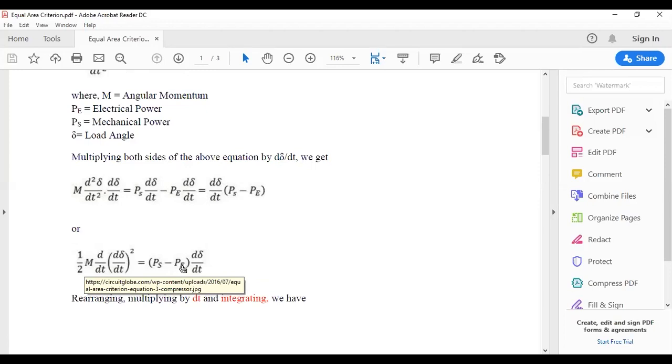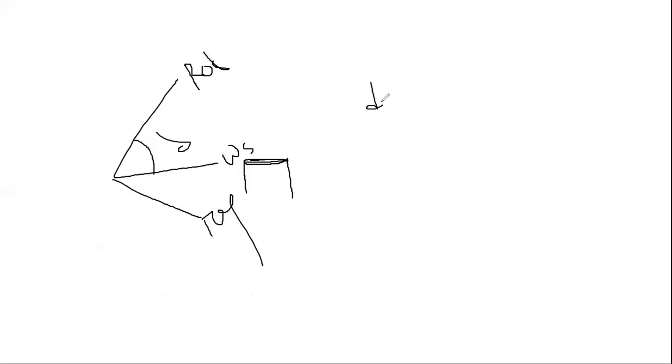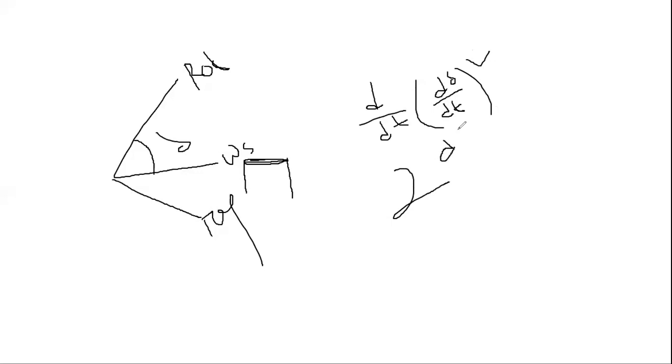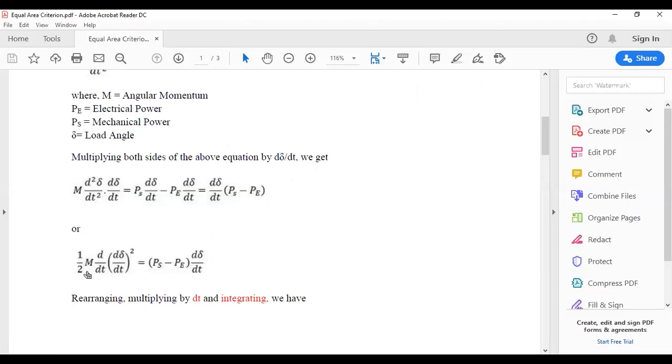Just the derivative of d/dt of (d delta/dt) squared. Okay, so what will be the derivative of this? 2 will come, no? 2, then what will be there? d delta/dt, into d square delta/dt square. Yes? Okay. Now you come to this screen again. See, so 2 will come here. Then 2 will get cancelled. Is it? 2 will get cancelled.